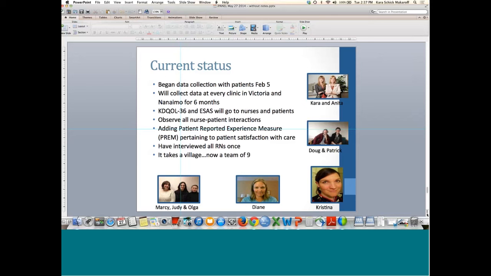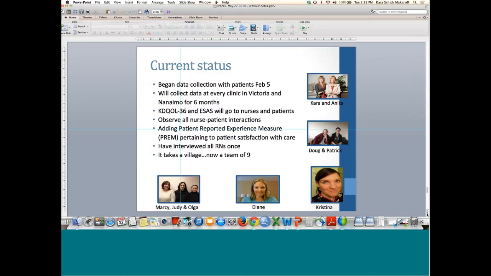We also added a patient-reported experience measure, and that is looking at how patients would rank their satisfaction with their care. And also all of the nurses who have agreed to participate in this study are being interviewed. So we've interviewed all of them once, and they will be interviewed again closer to the end of the study, which will be kind of like mid-July.